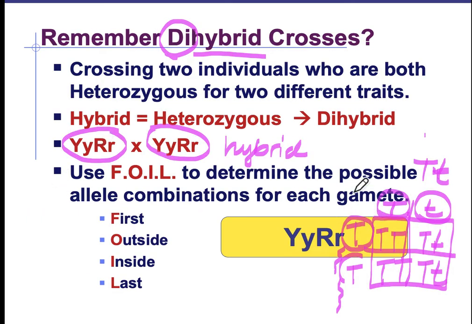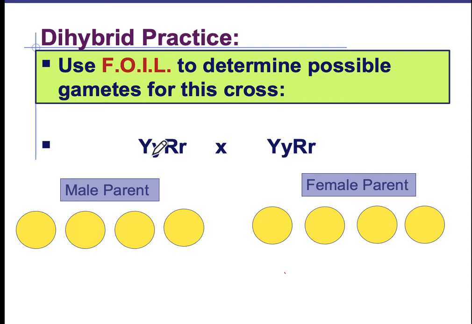So your first allele is this one. The outside are these 2. The inside are these 2. And the last are these 2. So looking again, first, outside, and then inside and last.